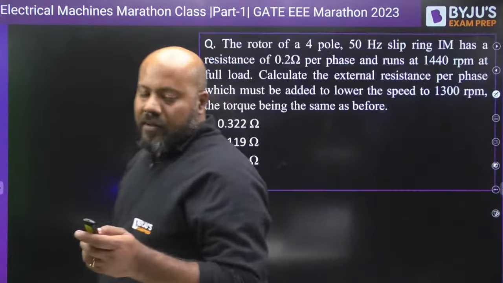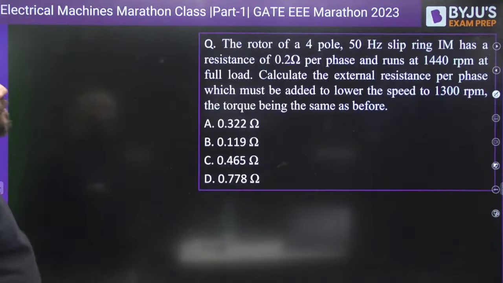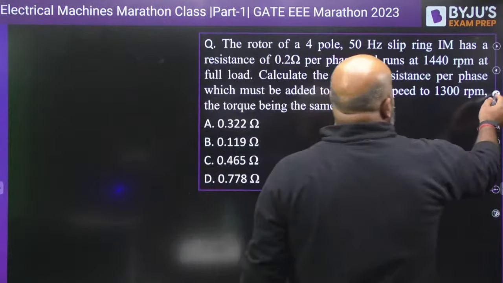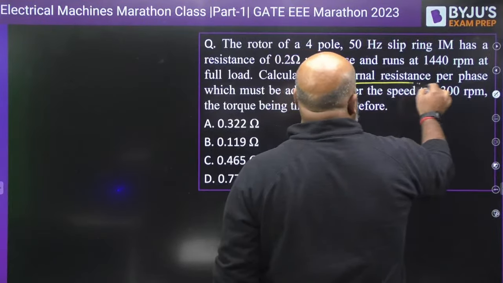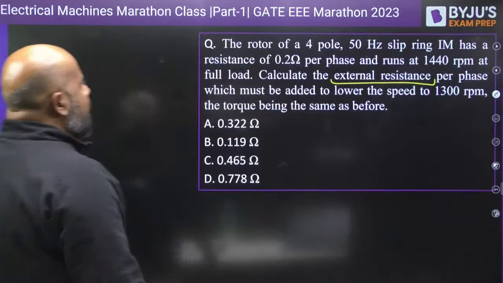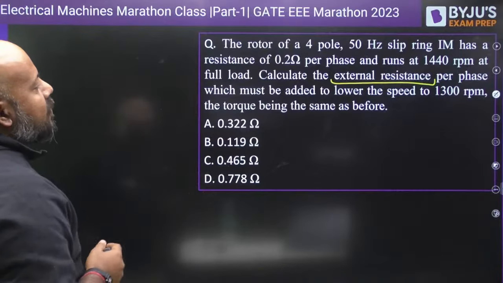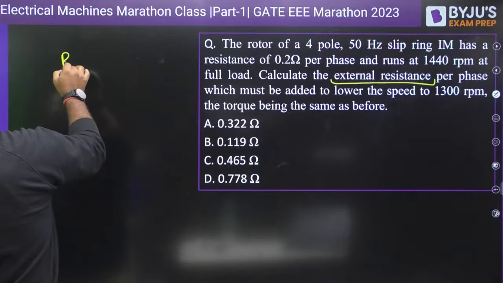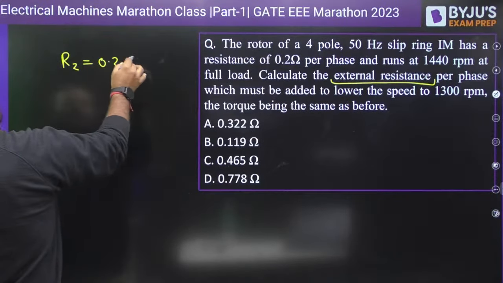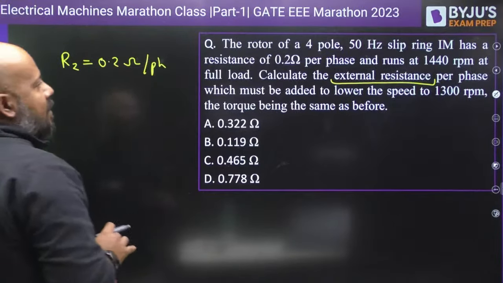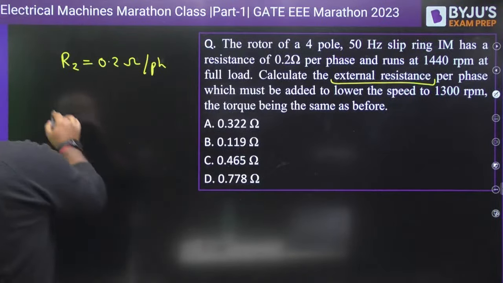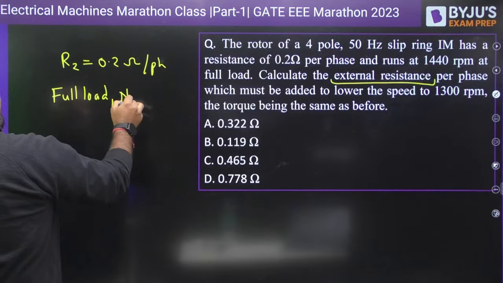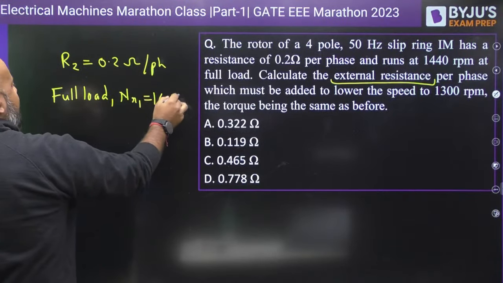One similar question that you can try. In this question, he is asking what is the external resistance you are going to add in the rotor circuit per phase. Same situation: the rotor of a 4-pole 50 Hertz slip ring induction motor has a resistance of 0.2 ohms per phase. So R2 is given as 0.2 ohms per phase. It runs at 1440 RPM at full load, so NR1 is given as 1440 RPM.